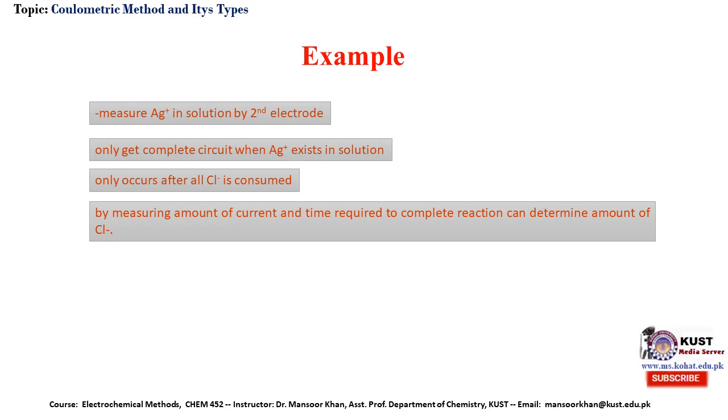When the current is stopped, it means the whole chloride is converted into AgCl. So from the amount of Ag we can convert to the amount of current, from where we can determine the concentration of chloride which is present in the solution.